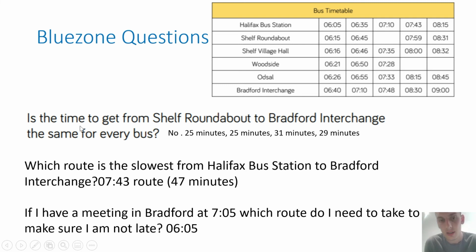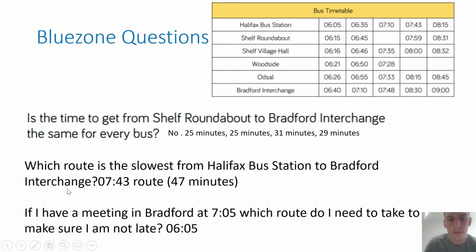Which route is the slowest from Halifax bus station to Bradford Interchange? So again, you have to go through each of these and find the difference between Halifax bus station and Bradford Interchange. So this one was 35 minutes. This one was 35 minutes again. This one was 38 minutes. This one was 38 minutes. This one was 47 minutes. And this one was 45 minutes. So 47 minutes is the longest amount of time, which would be the slowest. So the slowest route from Halifax bus station to Bradford Interchange is the 7:43 route, and it took 47 minutes.